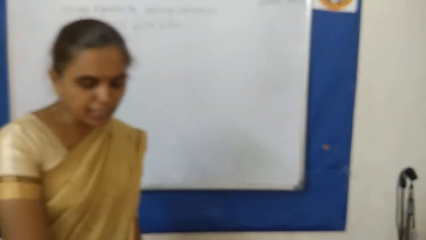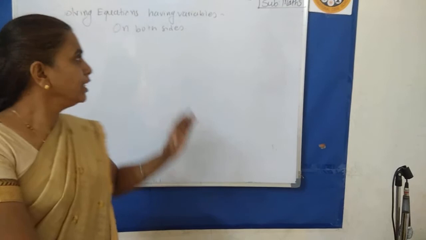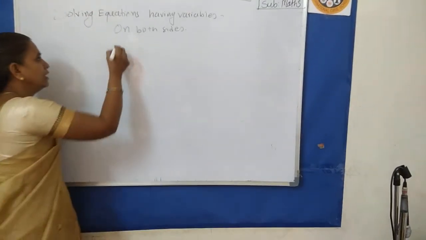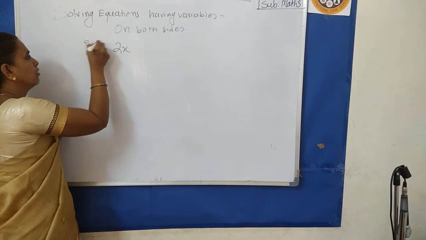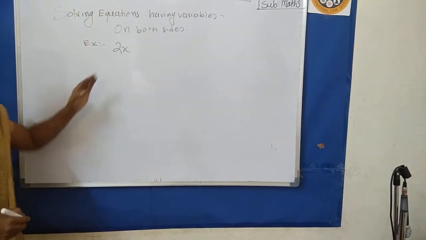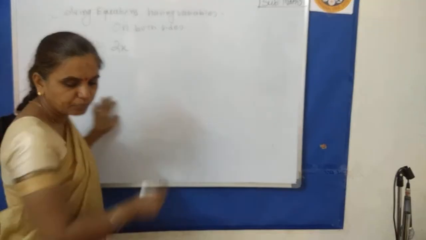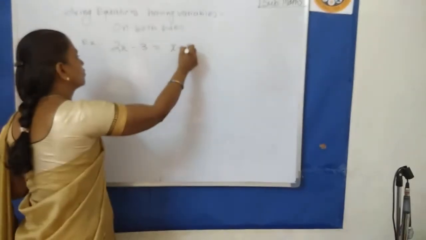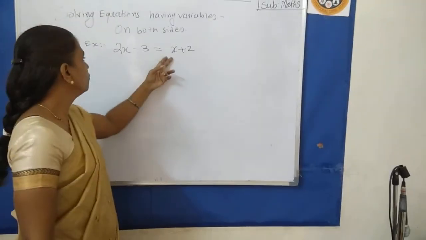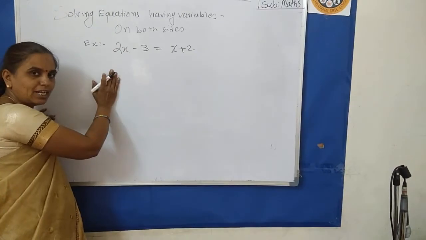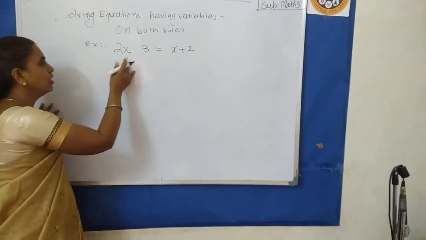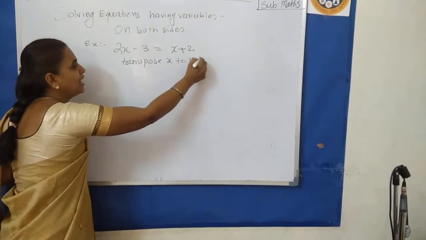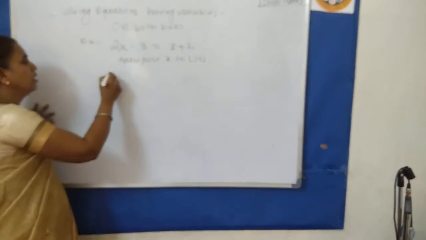See page number 29. When the linear equation contains variables on both sides, how can we solve this? Suppose we take a simple example, which you can understand by explaining the example only. 2x minus 3 is equal to x plus 2. In this type of example, we take the variables on the left and constants on the right. So first transpose x to LHS.